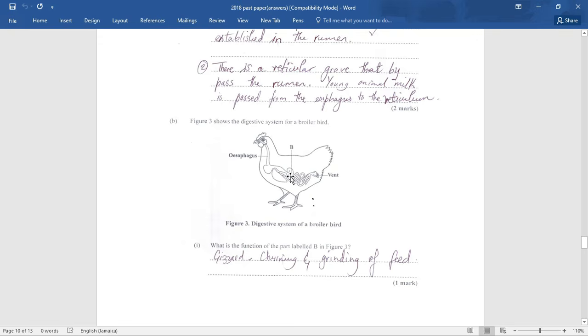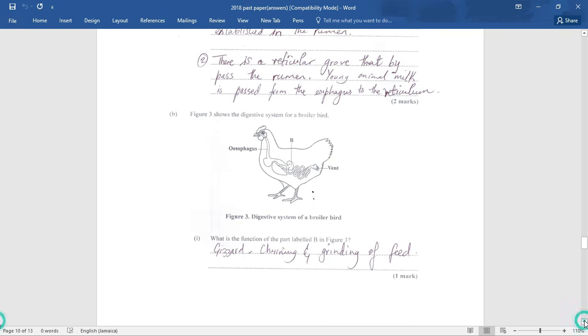So B here would be the gizzard, because the esophagus would be there. This would be the crop right here, and then you have the proventriculus right here, and then the gizzard. So the gizzard is part of the stomach, right? And that is where churning and grinding of food takes place. So if you recall, birds don't have teeth. So in order to grind the food, they have a gizzard that will do the job. Alright, so let's move on.